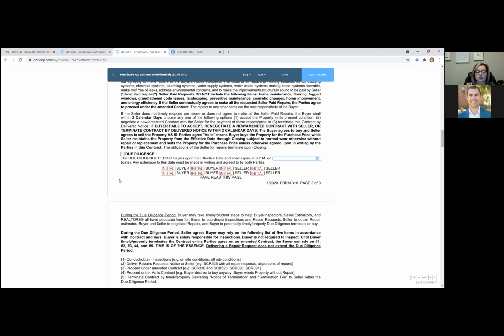Okay, due diligence means basically you have an effective date that expires on such and such a date. The due diligence period begins upon the effective date of the contract. That is the date that the last person signed, and that is a fully executed contract, and shall expire at 6 p.m. on blank date. Again, make this about 2 weeks.